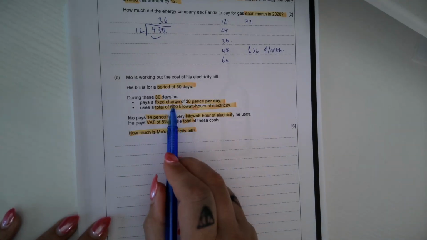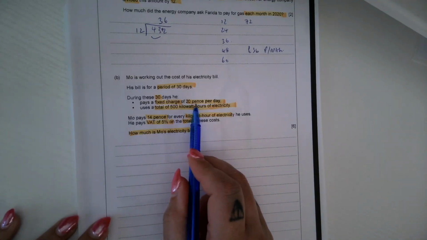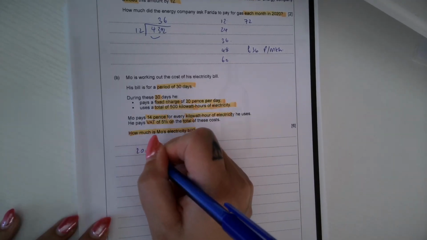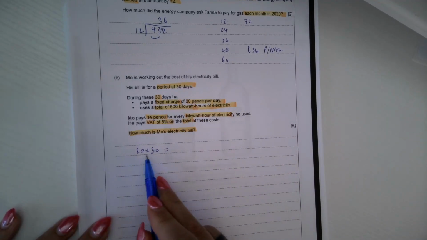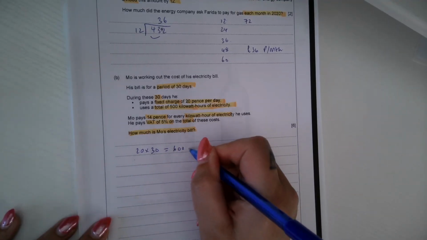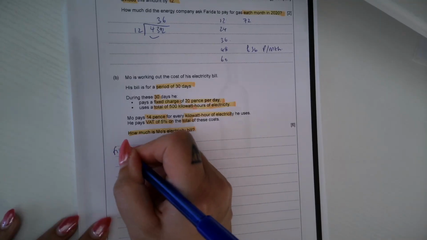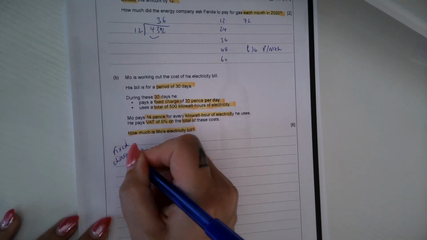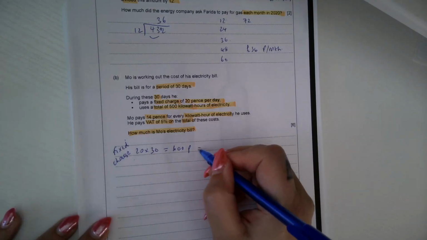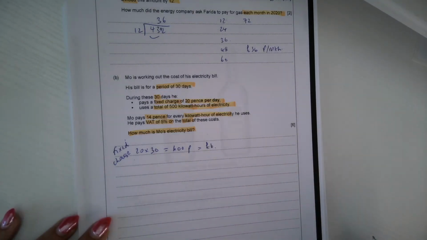Okay, so he pays a fixed charge of 20 pence per day. So that's 20 times 30. So 20 times 30, 2 times 3 is 6. So 20 times 30 must be 600. So that fixed charge, that one-off payment, is 600 pence, which is £6.